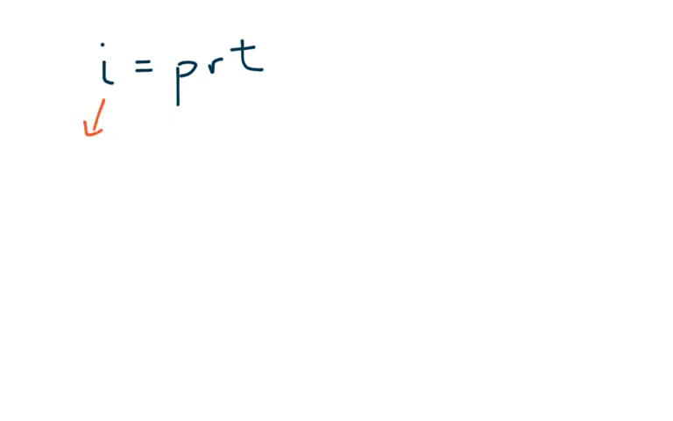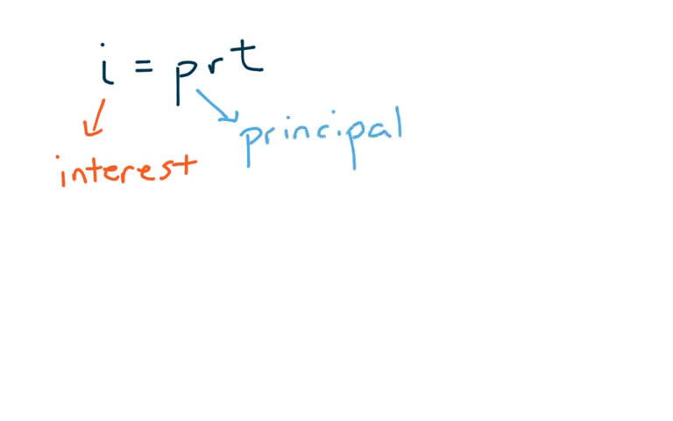The I represents the amount of interest, and you'll know to use this formula because the problem will tell you that it is simple interest. The P represents what's known as the principal, which is the starting amount. The R represents the interest rate.